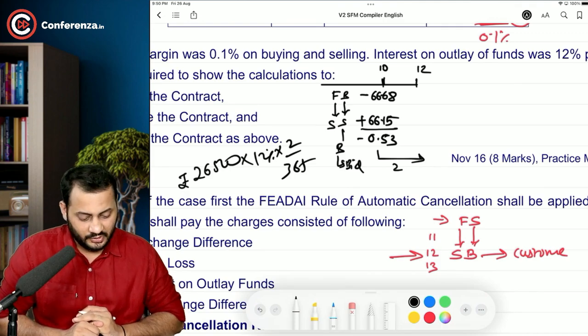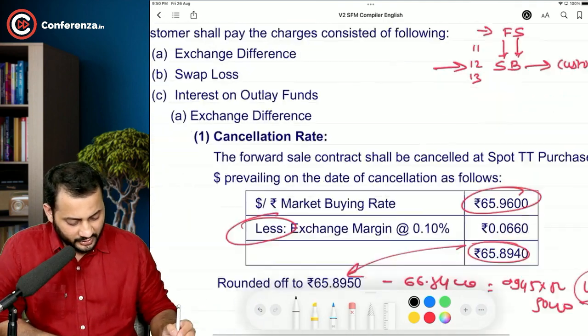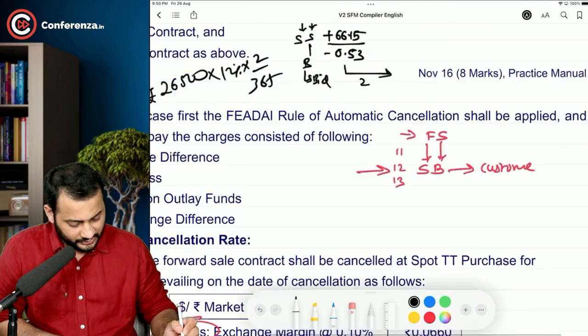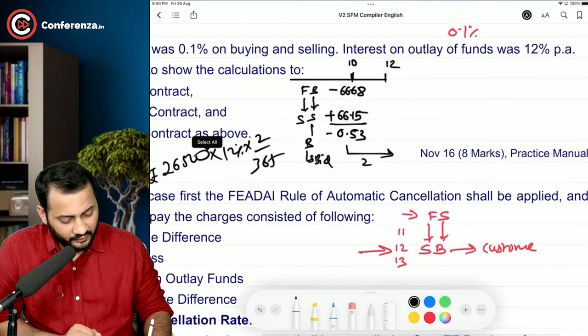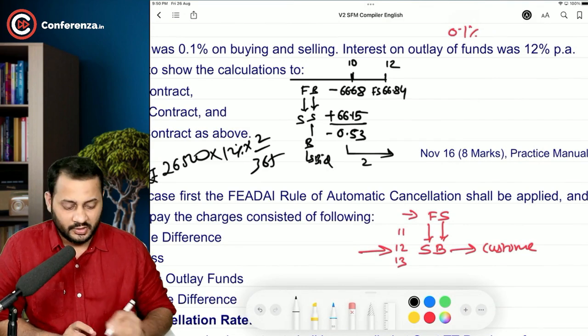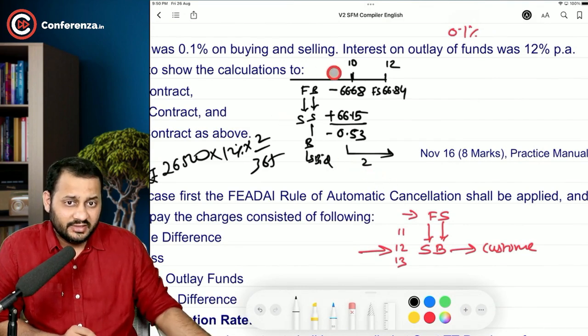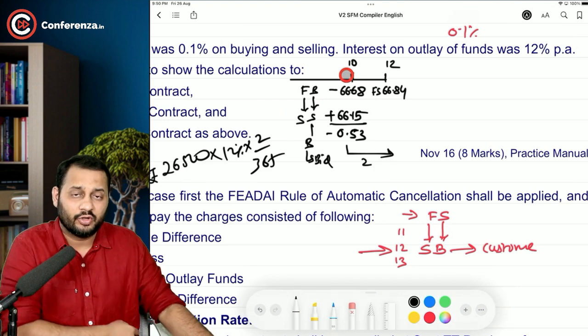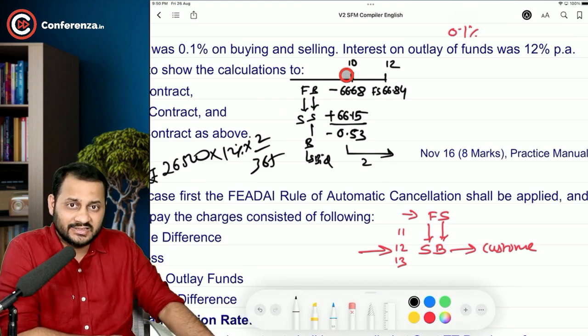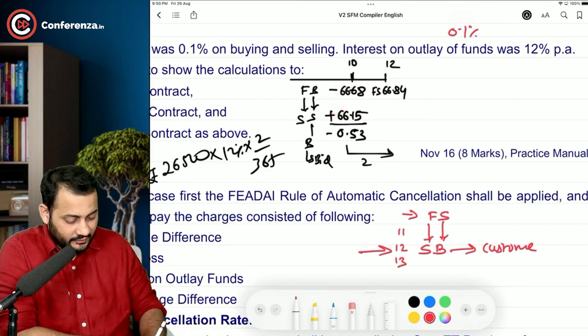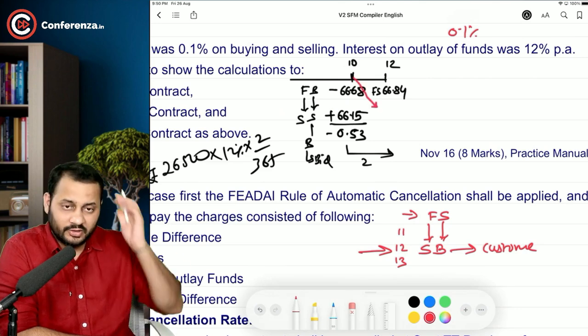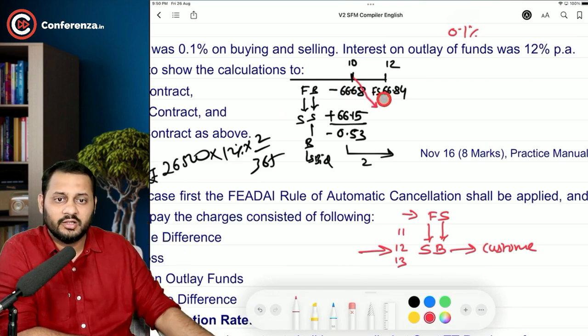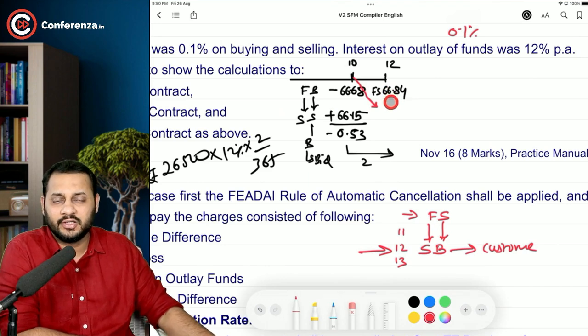Okay. Apart from that, our original contract was 66.84. We were about to sell to the customer at 66.84. On this date itself, when the bank got to know that the customer has not appeared, the bank will cancel the cover contract with the spot sell, and they will take a swap contract also to cover this rate 66.84 of the customer.